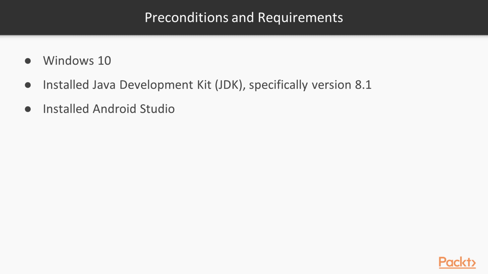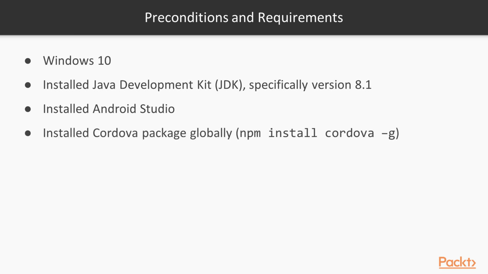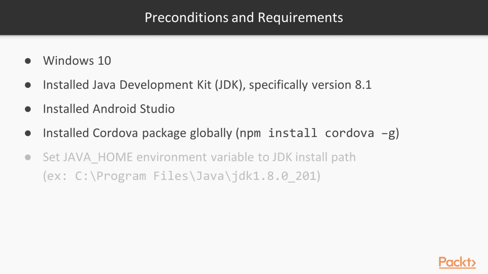So of course, it's also assumed that you've installed Android Studio. It also assumes that you've installed the Cordova package globally using npm install cordova -g. And finally, it's assumed that you've set the JAVA_HOME environment variable to the JDK install path. For example, this might be C:\Program Files\Java\JDK 1.8.0_201. The process of all these installations is outside the scope of this section. However, some of it will be covered in the supplemental materials provided.